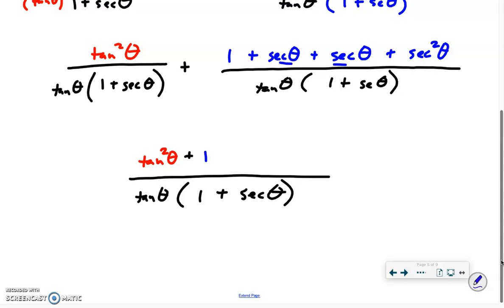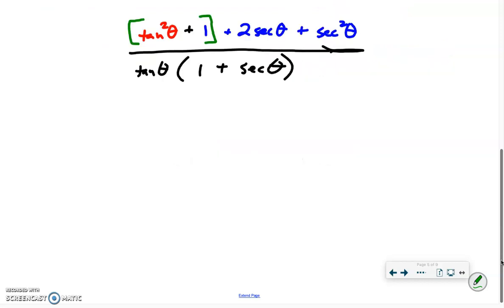Secant times secant, plus secant is going to give me 2 secant theta plus secant squared theta. And once again, I know that I've said this so many times in class and in other places, that there are a lot of different ways that we could approach this problem. But right now, one of the things that I'm noticing is the tangent squared plus 1, which happens to be one of my identities.